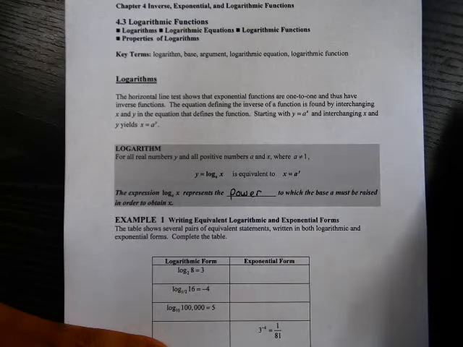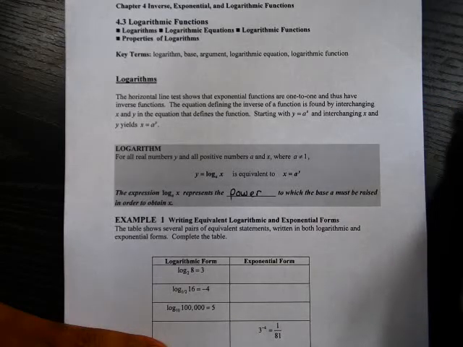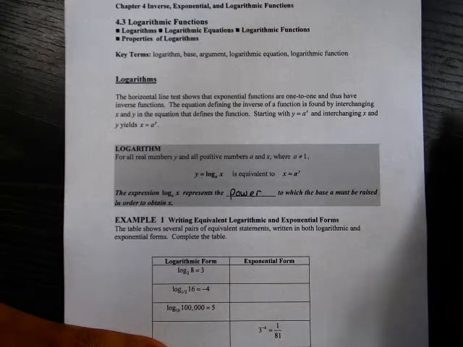The equation defining the inverse of a function is found by interchanging x and y in the equation that defines the function. Starting with y equals a to the x power and interchanging x and y yields x equals a to the y power. So for that, a logarithm: for all real numbers y and all positive numbers a and x, where a is not equal to 1, y equals log base a of x is equivalent to x equals a to the y power.